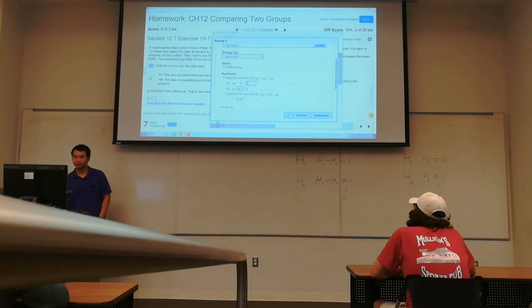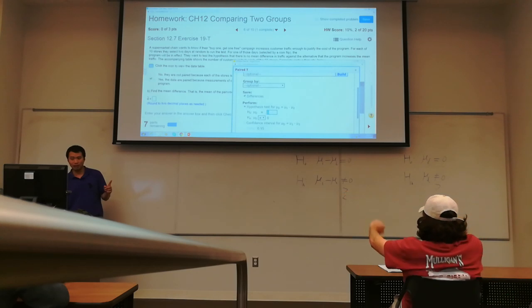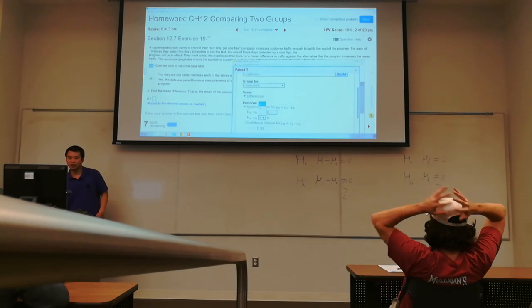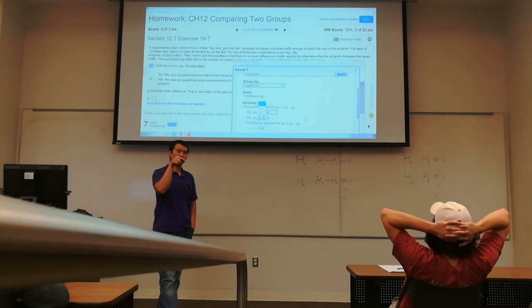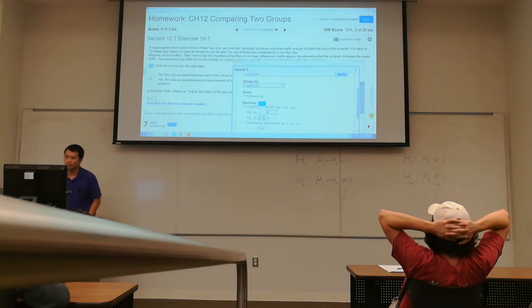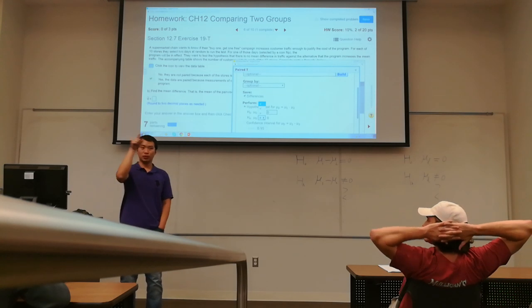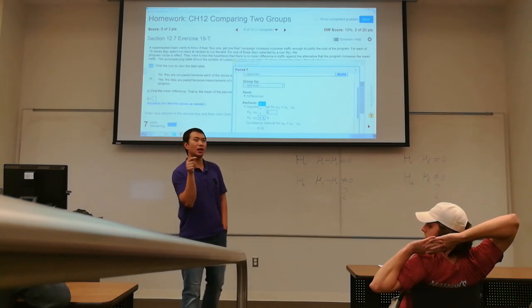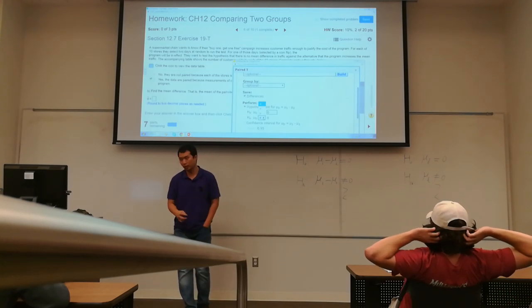Mu D is equal to 0, because we don't know; there's no mean difference in the null hypothesis. And in the alternative hypothesis, should we choose not equal to, greater than, or less than? So should we select not equal to, greater than, or less than for your alternative hypothesis? Greater than.